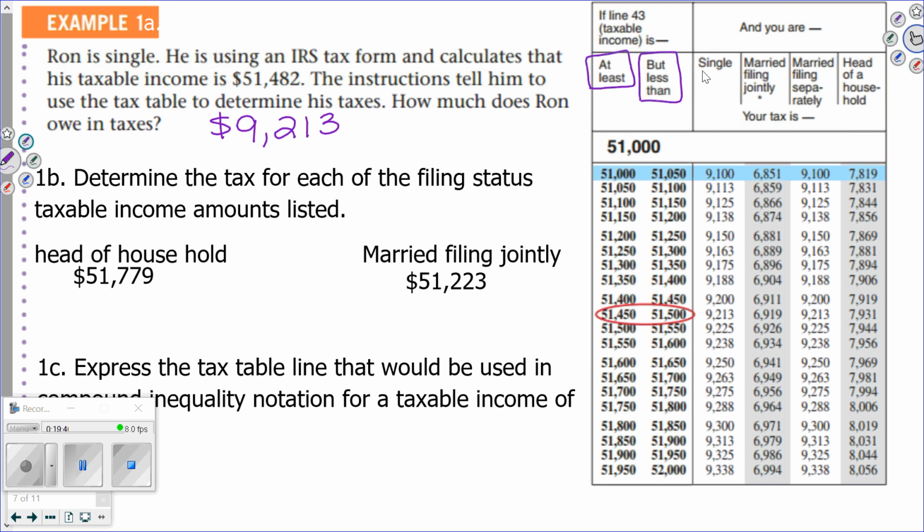All right, so 1B, determine the tax for each of the filing status taxable income amounts listed. So if you are head of household making $51,779, we need to first find which interval I fall in. 51,779. Do you find it? 51,779 is going to fall in that interval. And if I'm head of household, which column is that? The last one. So $8,006.